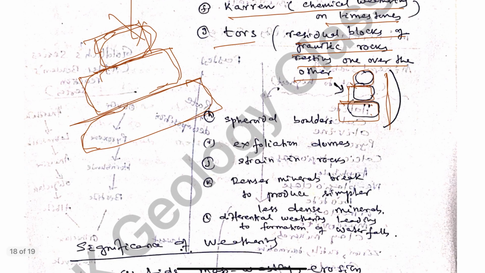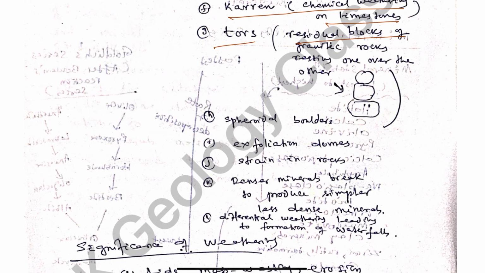Then we find the formation of spheroidal boulders and exfoliation domes. Domes are rounded bodies. Through exfoliation, the surface becomes smooth and rounded. And it is seen that the rocks are highly strained. Strained rocks are produced. Denser minerals break to produce simpler, less dense minerals. This is the product of weathering.